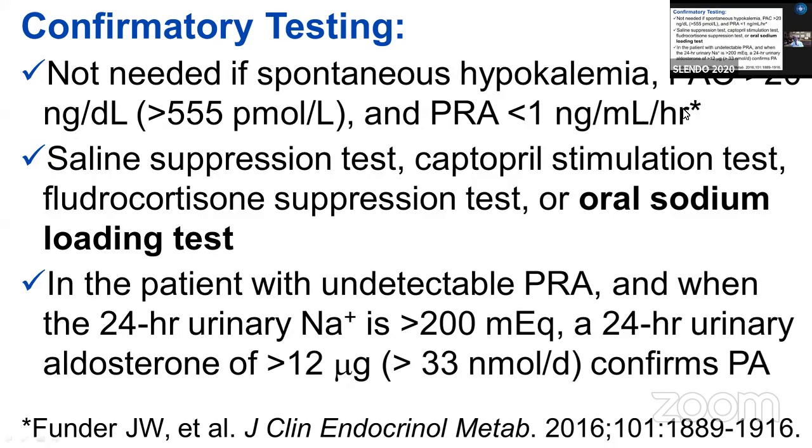In a patient with undetectable renin, when the 24-hour urine sodium is greater than 200, that person's volume expanded. There's no reason to make aldosterone. There's no reason to make renin. Aldosterone in the 24-hour urine should be low, typically less than 12 micrograms. If it's higher than 12 micrograms with that high urinary sodium, that proves PA in that patient with low renin.